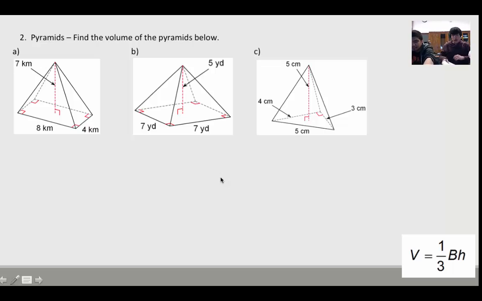And one key thing to remember for the volume formula for a pyramid is that the B actually stands for the surface area of the base. So you first have to find the surface area of the base before you move on to anything else. So it's going to be 32, and then you plug it in. It's going to be 74.66 kilometers cubed.